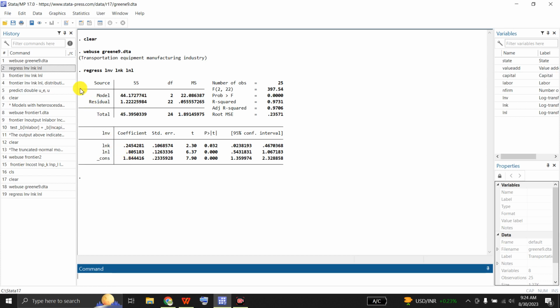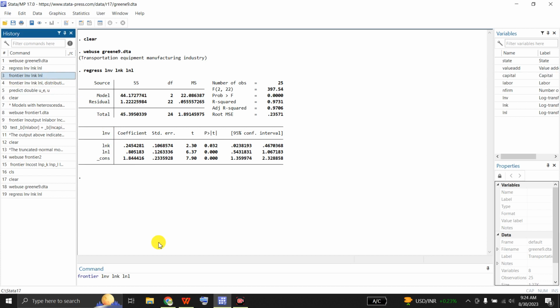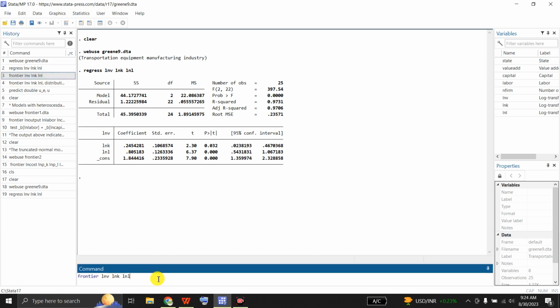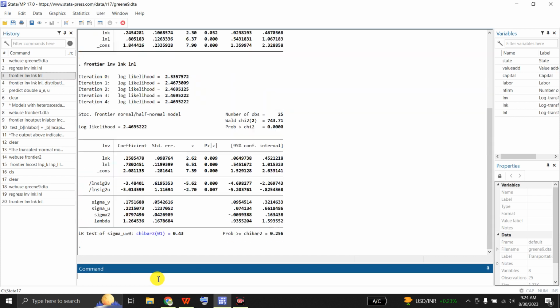So after this, I'll estimate the frontier production model, in which the log transformed value added is regressed on log transformed capital and log transformed labor. And here is the estimation of this model. So this is the half normal model. The number of observations is 25. This is the Wald chi-square statistic. This is the p value, and these are the coefficients of log transformed capital, log transformed labor, and this is a constant.